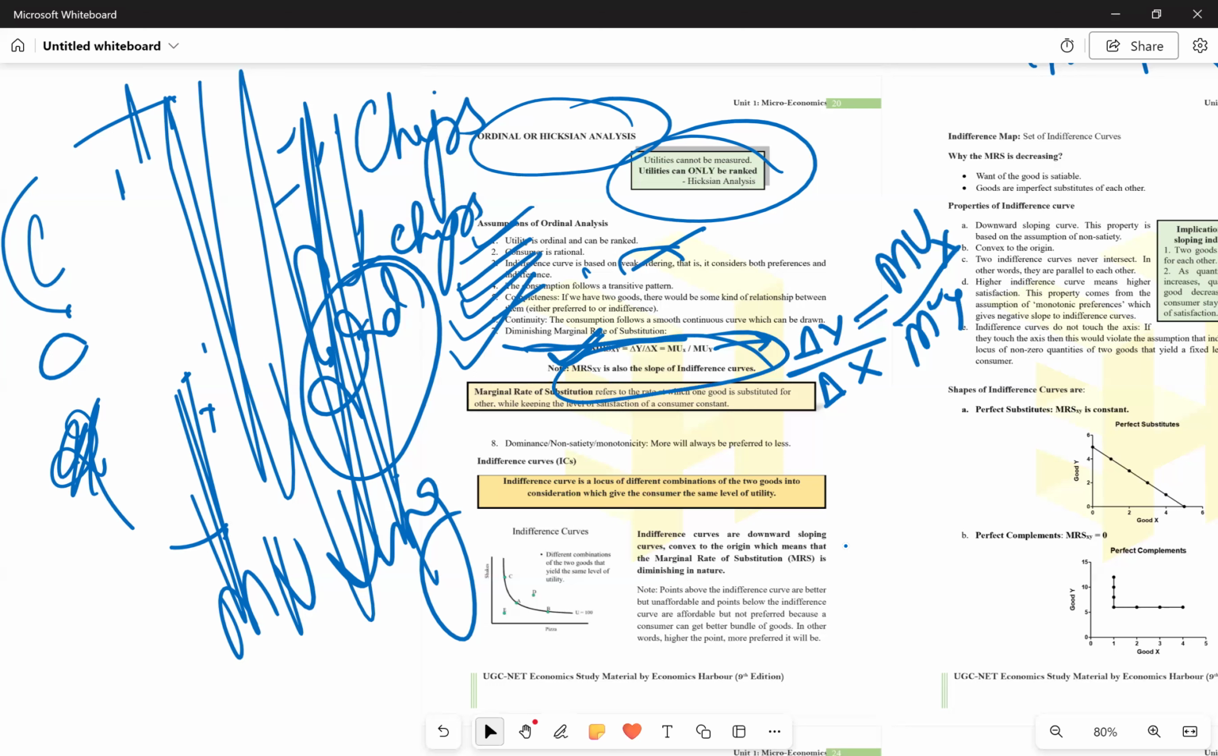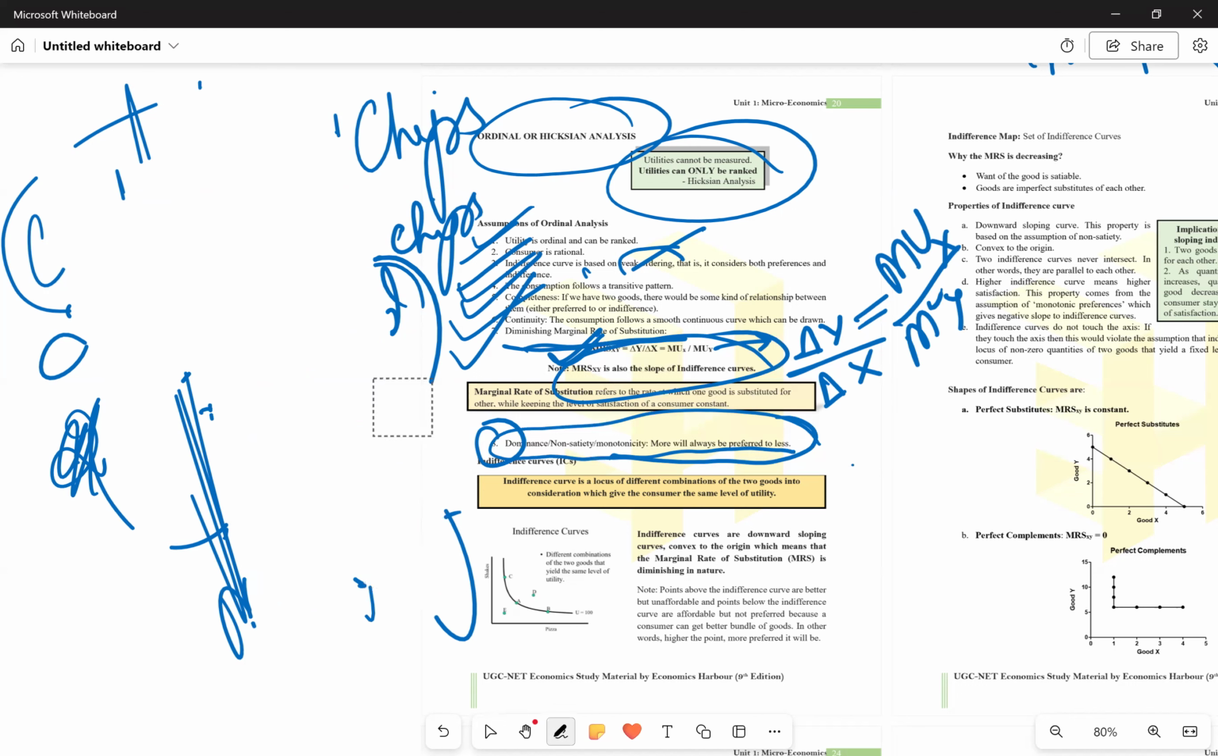Okay, and then dominance, the monotonicity, means more of a good will give you greater satisfaction. So you will obviously prefer more of the goods, right? And it is because of this assumption that a higher indifference curve will give you a higher level of utility.